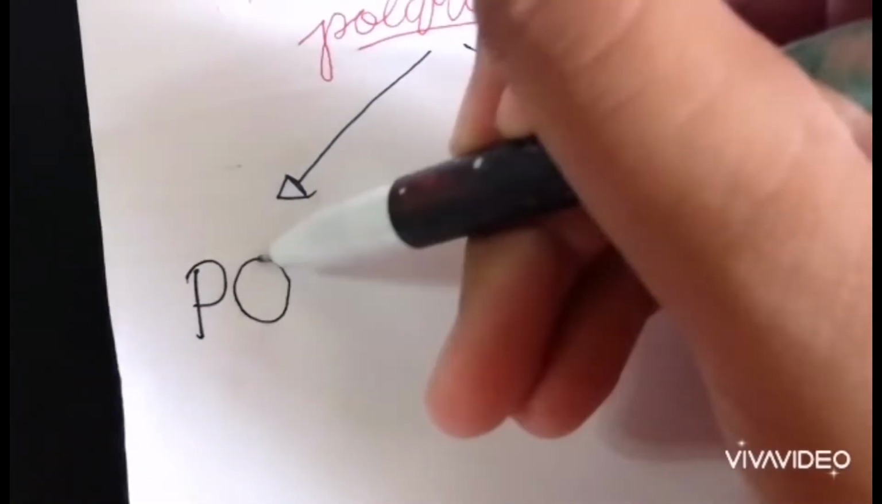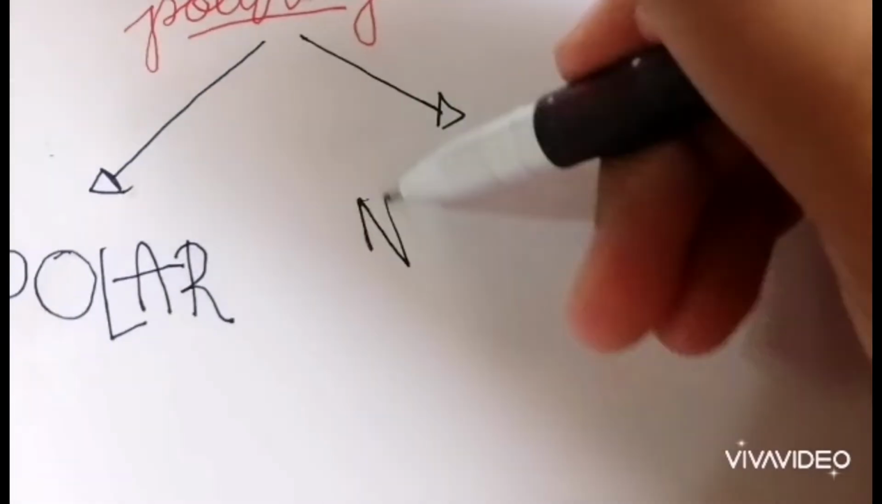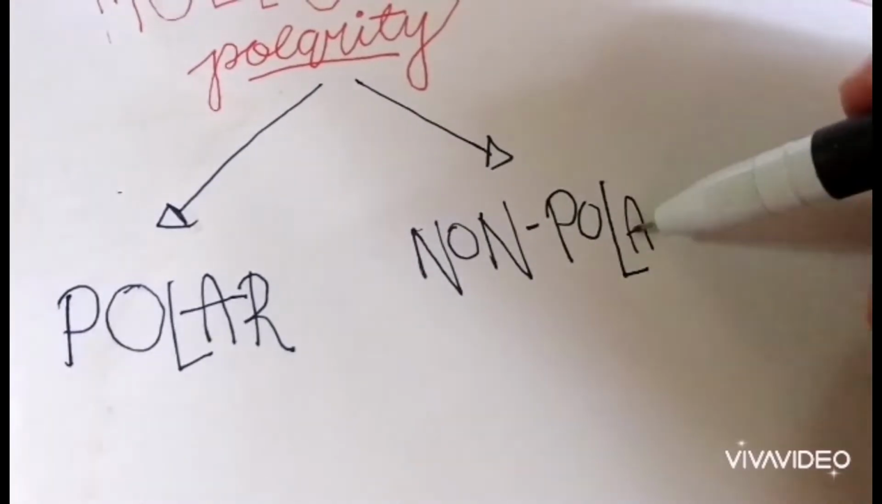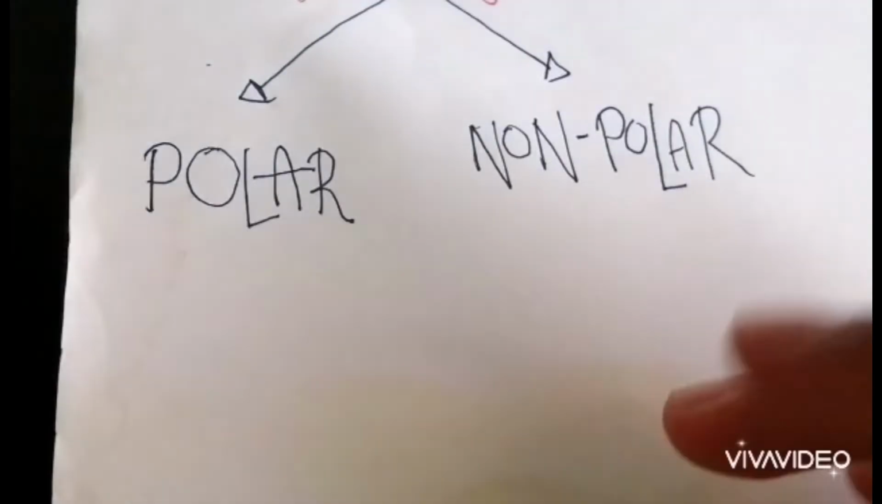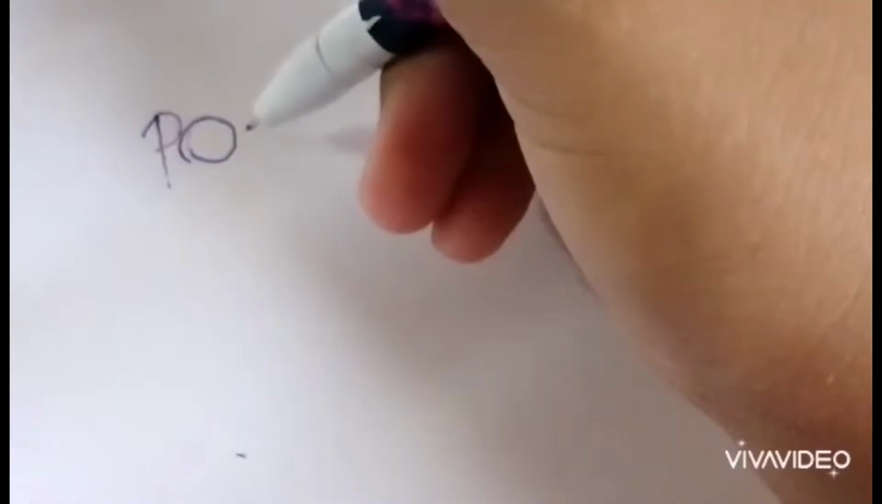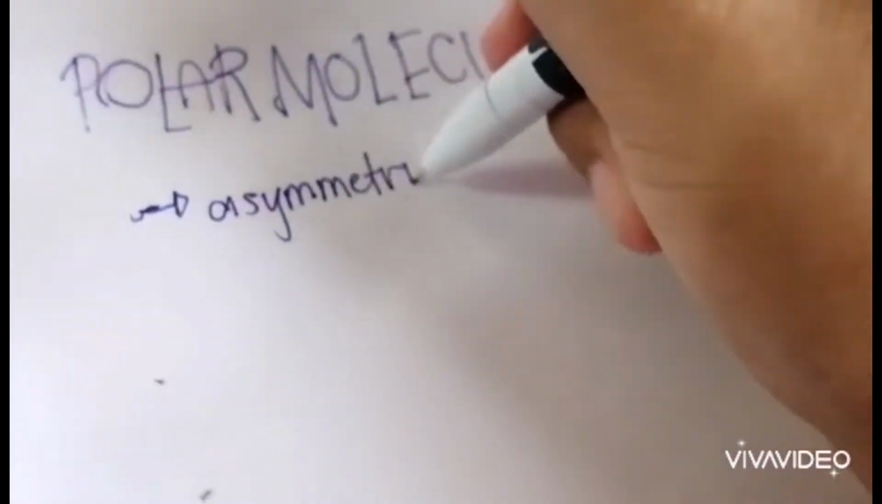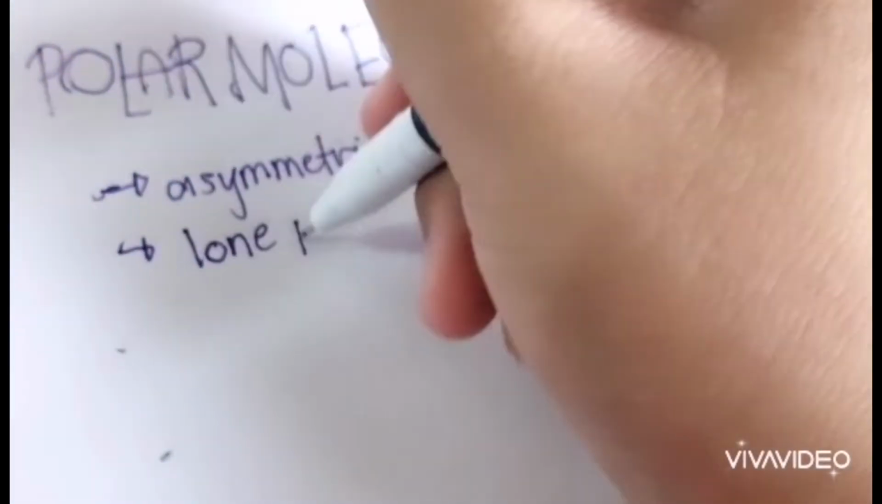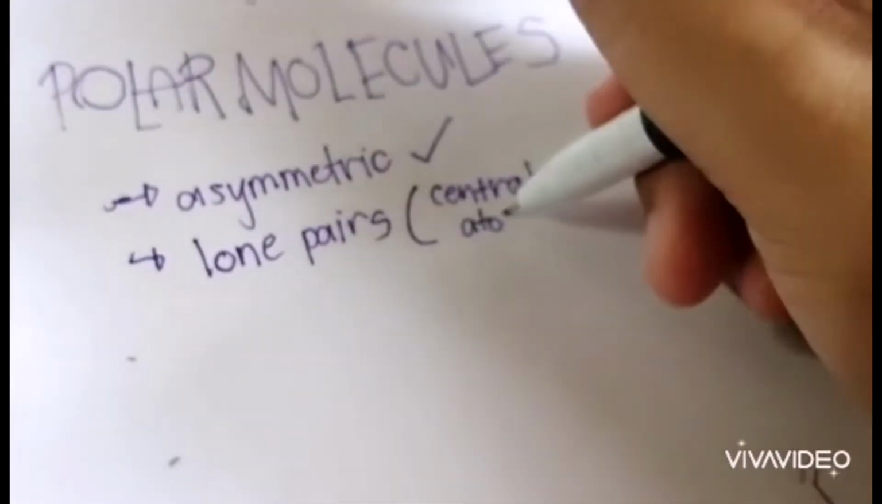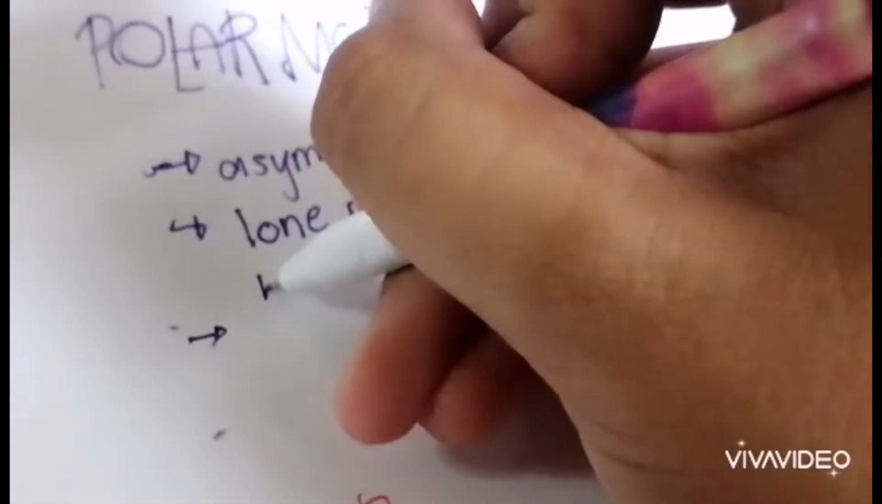Now in molecular polarity, there are two types of molecules. It can either be polar or non-polar. Now let's talk about polar molecules. Polar molecules are usually asymmetric. They contain lone pairs of electrons on their central atom, and they have atoms with different electronegativities.